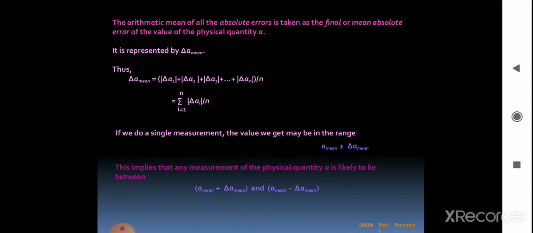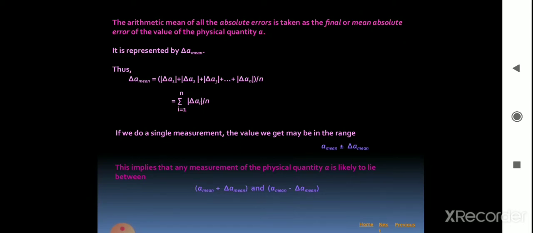Now, here there is a mean value, isn't it? How to take the mean? Let us see. The arithmetic mean of all the absolute errors is taken as the final or mean absolute error of the value of the physical quantity A. Arithmetic mean, in the sense, we are adding all the absolute error values and then taking the mean value. Here it is represented by delta A mean. Mean in the sense it's the mean value.